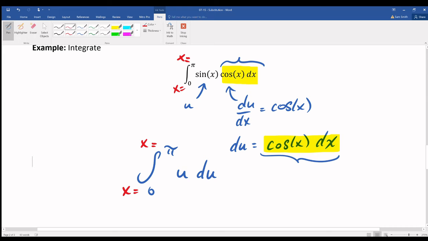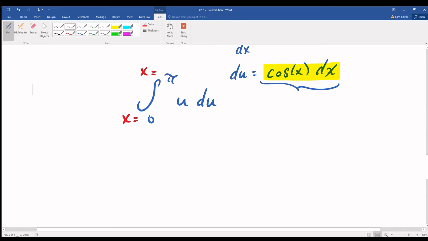When we're doing substitution, our goal is to rewrite everything that is in terms of x so that it's in terms of u instead. And in the case of a definite integral, that process must be done not only for the dx portion, not only for the integrand itself, but you have to replace the x limits with u limits. Replace the x limits here with u limits.